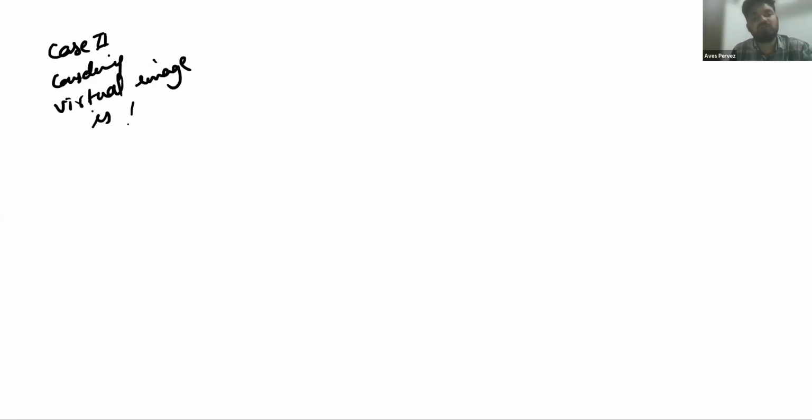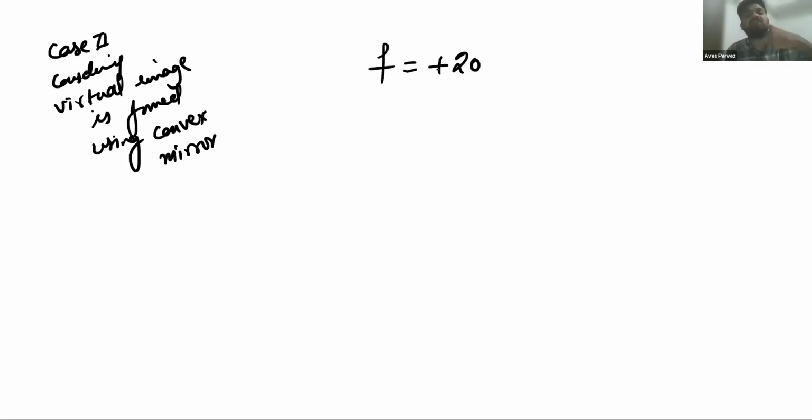Now if you are just considering case 2, virtual image is formed using which mirror? Convex mirror. Okay, convex mirror. So now we have to put the sign convention. You know that focal length of convex mirror is positive 20, because whether it is convex mirror or convex lens, both are going to have the positive focal length. Okay, you understood? Now again, the virtual image is formed.